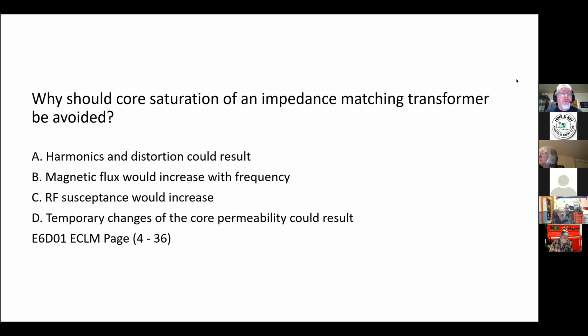Why should core saturation of an impedance matching transformer be avoided? A, harmonics and distortion could result. B, magnetic flux would increase with frequency. C, RF susceptance would increase. Or D, temporary changes of the core permeability could result. Alpha. Alpha is the correct answer on this one. Harmonics and distortion could result.